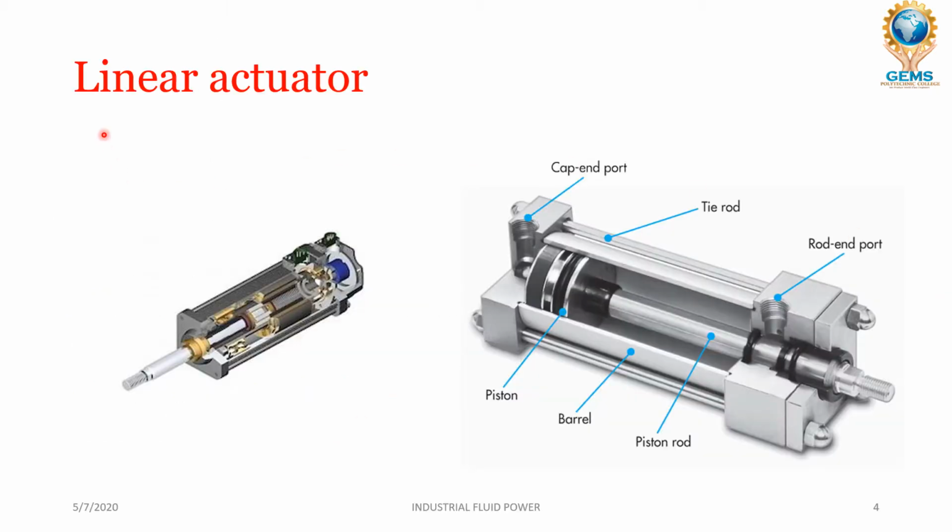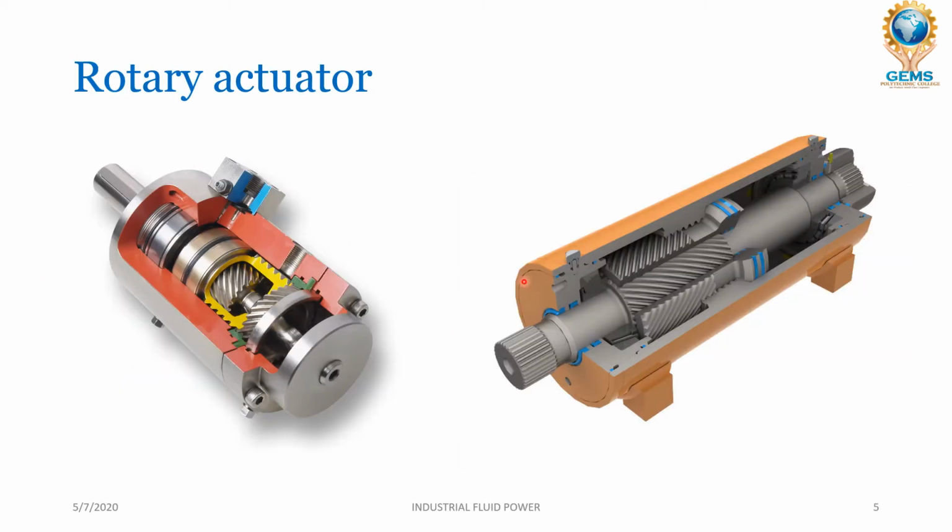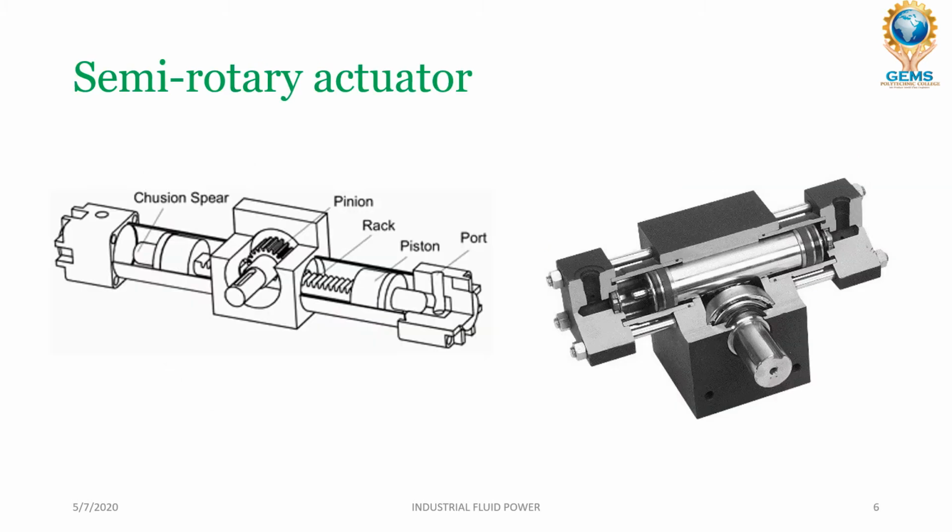Now let's see about the linear actuator. This is how a linear actuator looks industrially. And this is how the rotary actuator looks. And this is the semi-rotary actuator. It looks like it has a linear as well as rotary motion with the help of a rack and pinion gear motion.